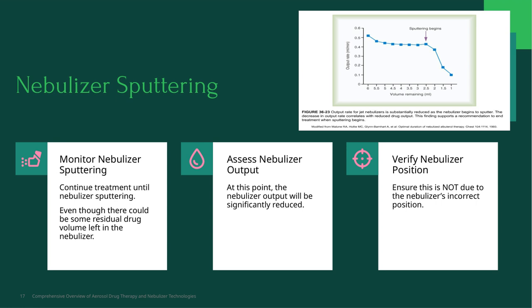Next, it's crucial to assess the nebulizer output. When sputtering reduces significantly, it's a sign that the output has decreased. This could mean the medication is running out or that the device isn't functioning optimally. Finally, always verify the nebulizer's position. Sometimes, sputtering can be caused by incorrect positioning rather than an actual issue with the medication or device. Ensuring proper placement helps confirm that the sputtering is due to normal aerosolization and not a setup problem. Together, these steps help ensure effective therapy and optimal delivery of the medication.